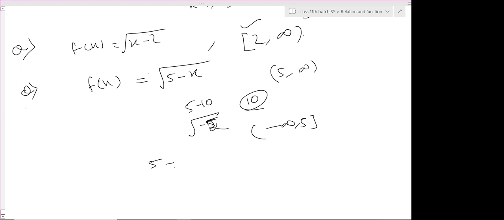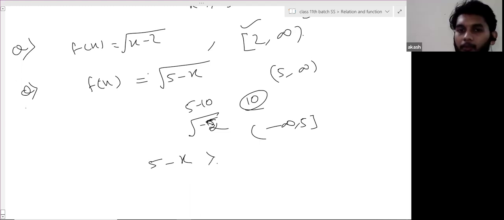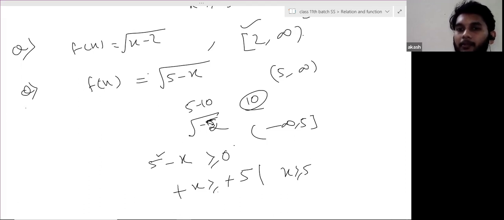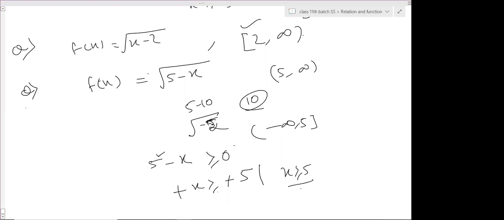All right. So 5 minus x should be greater than or equal to 0, right? Now, if you take this 5 this side, this becomes minus x is greater than or equals to minus 5. Now, how did you do this? x is greater than or equals to 5, right? Minus minus plus, right? Sir, I just used logic.